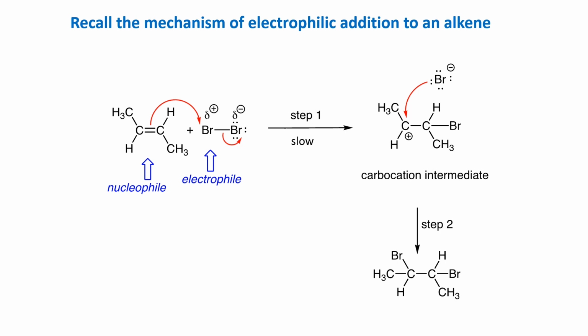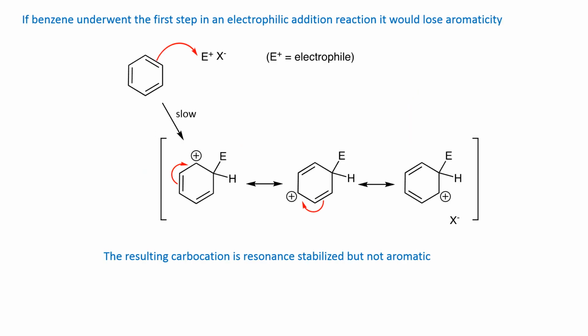Let's think about what would happen if benzene underwent this type of reaction. We can draw a mechanism using curly arrows in the same way. And here I've drawn an electrophilic addition reaction using E+ as the electrophile. You can see the pi electron of benzene can act as a nucleophile in the same way as we saw for the alkene on the previous slide to form a carbocation intermediate. Again, this is a slow reaction. The carbocation intermediate is at higher energy than benzene itself.